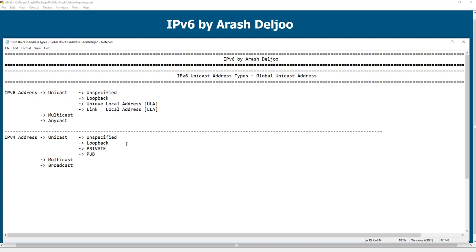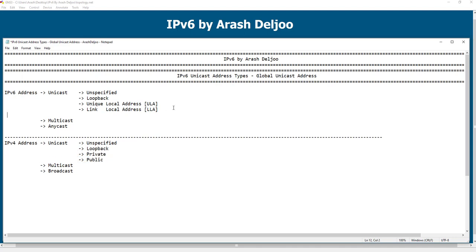You know that we have in IPv4 another important type of address that we call public IPv4 address. Public means this type of IP addresses can be routed into, for example, the internet. Every IPv4 address that is not unspecified, loopback, private, multicast, or broadcast is a public IPv4 address. So easy. And the counterpart of this public IPv4 address is the globally unicast address in IPv6.